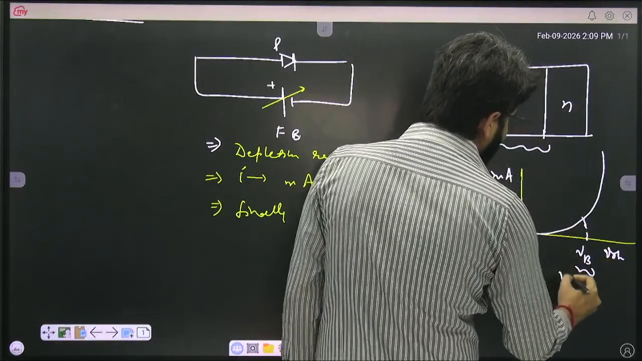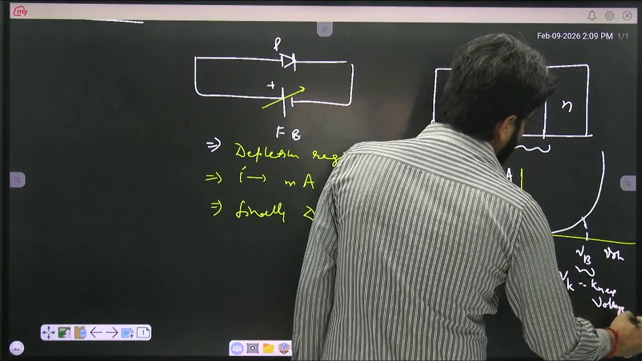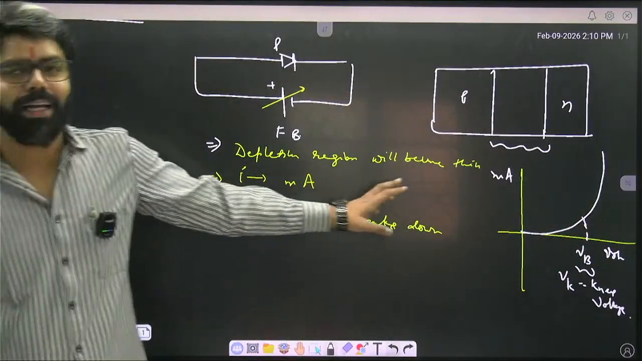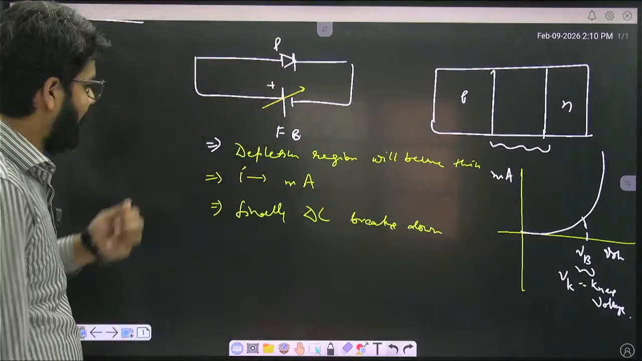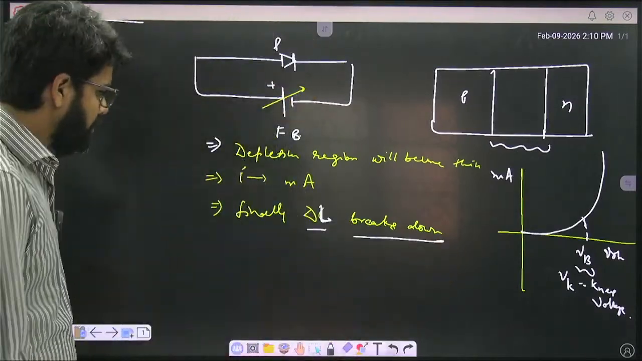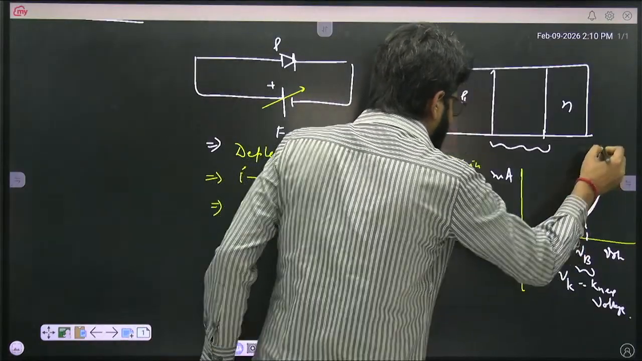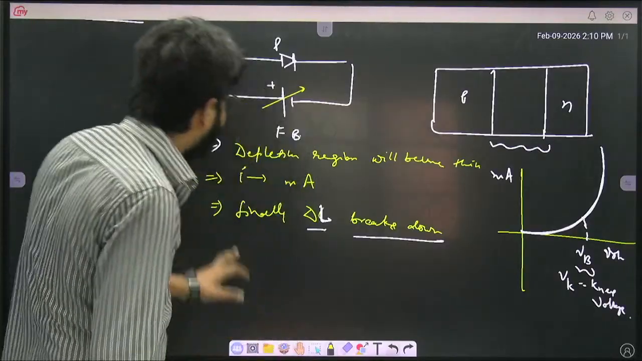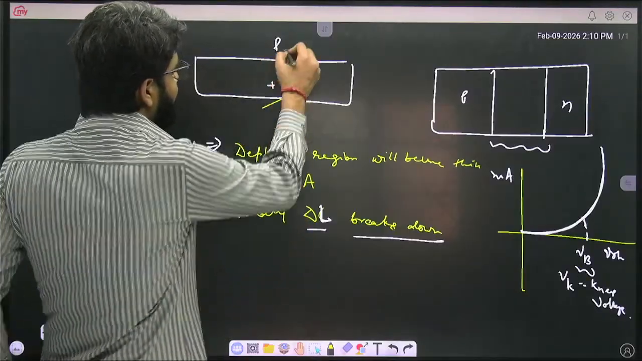This is also called the VK, knee voltage, because when we see the graph of this current and voltage, it is like a knee. That is why it is called the knee voltage. So finally, DL, that is the depletion layer, breaks down. In the beginning, there is very low current, and then it rises like this. Okay, and this is how we use it in the circuit. This is called the forward bias: positive with P and negative with N side.